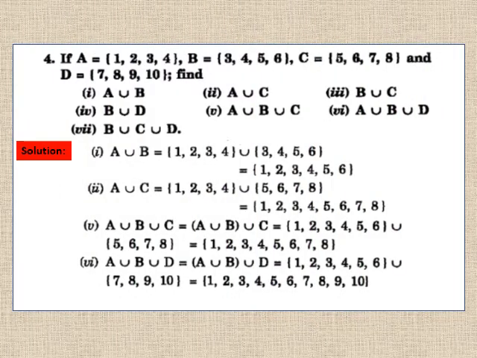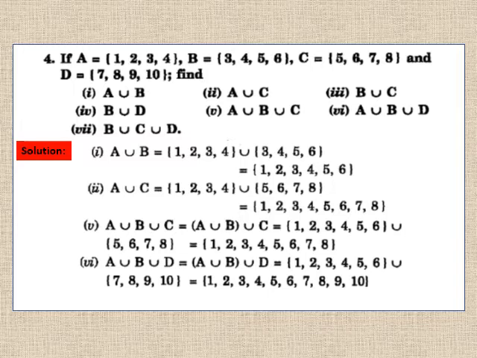Next is question 4. Set A is {1, 2, 3, 4}, B is {3, 4, 5, 6}, C is {5, 6, 7, 8} and D is {7, 8, 9, 10}. We need to find all of this. I have solved a few parts for you. First is A union B. Now A union B means what? The set of all the elements of A and B without repetition. So we will get the set {1, 2, 3, 4, 5, 6}.